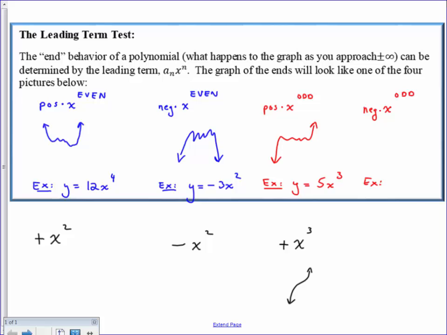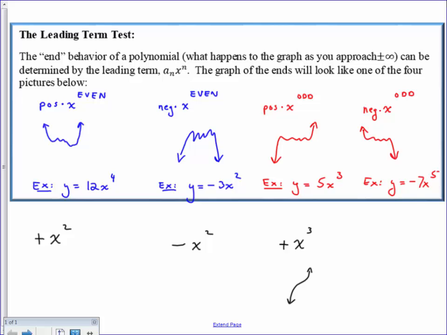Finally, the last one, if I have a negative coefficient and an x raised to an odd power, let's use as an example, y equals negative 7x to the fifth. So we have a negative coefficient in the front, the negative 7, and we have an odd exponent of 5. The ends go in opposite directions, but the left end goes up and the right end goes down.